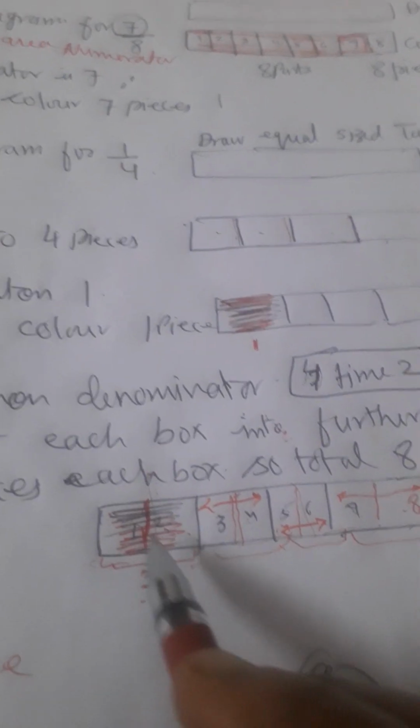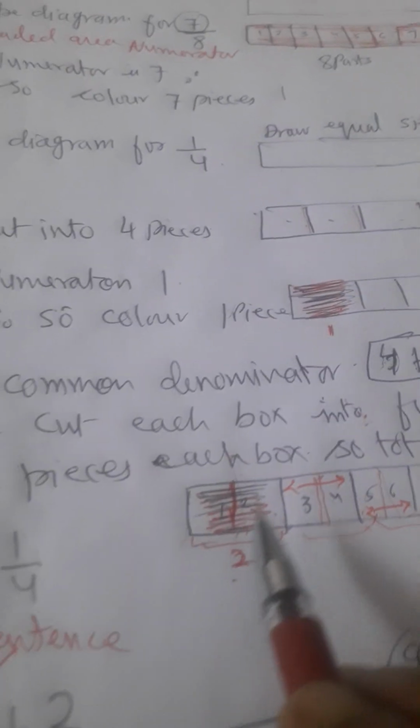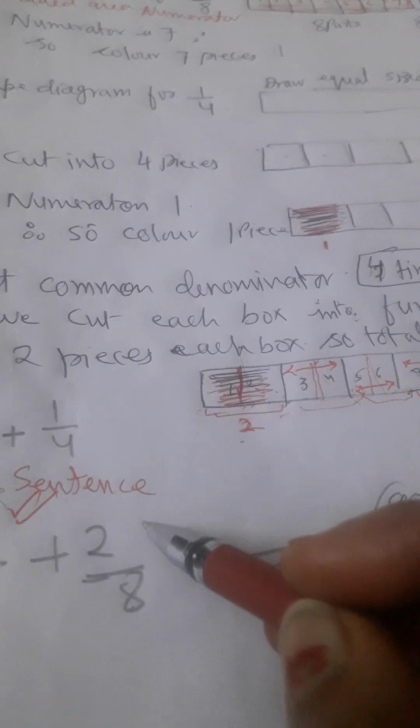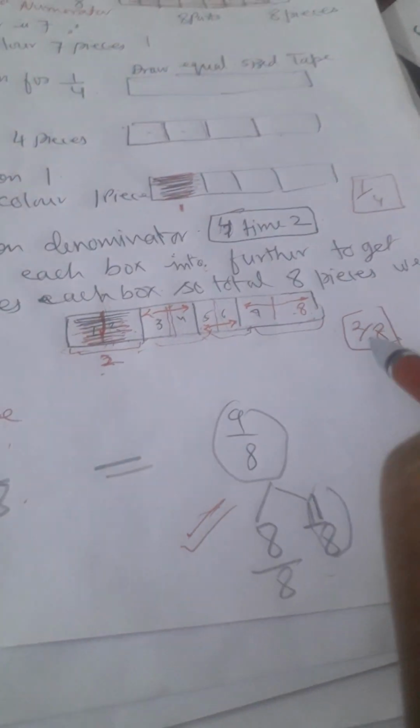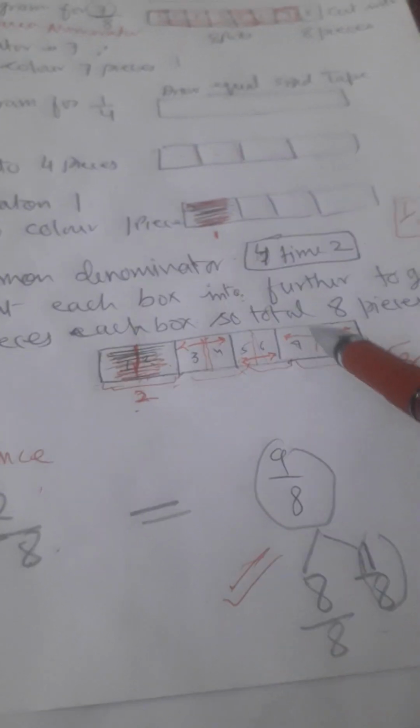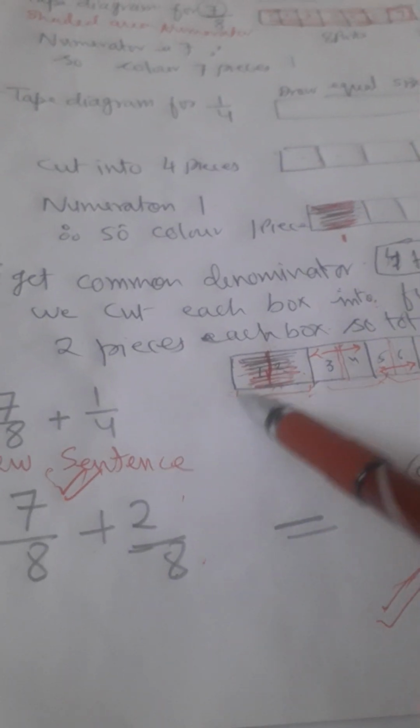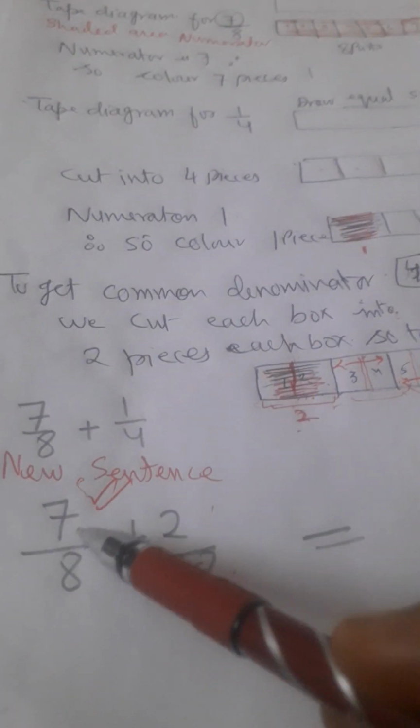But whatever is shaded, you have to take only that. So 1/4 is equal to 2/8, because the denominator here is 8, just like the 8 denominator of the other fraction. And how many shaded parts? 2. So 7/8 plus 2/8 is equal to 9/8. And then you will know this is 8/8 and 1/8. Clear?